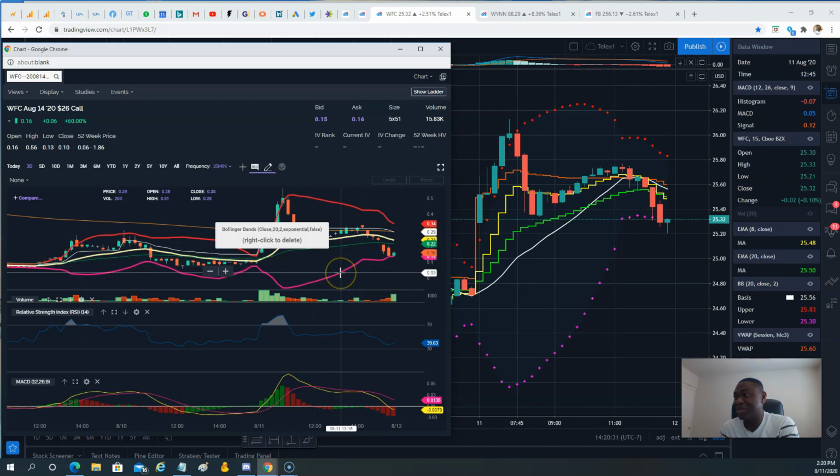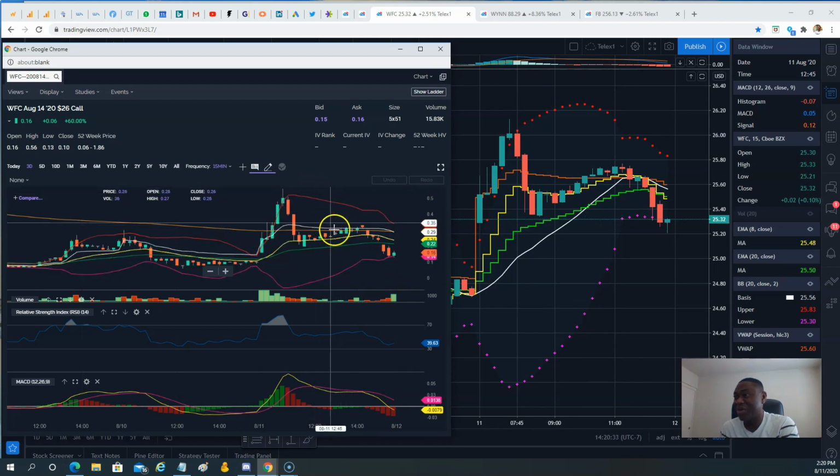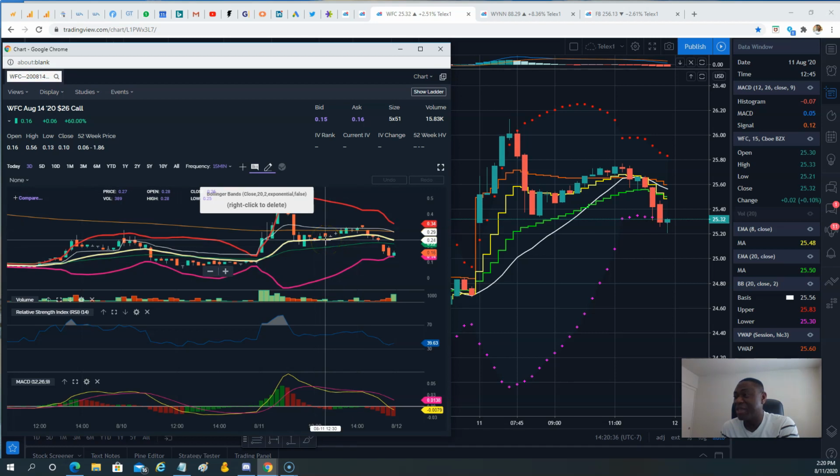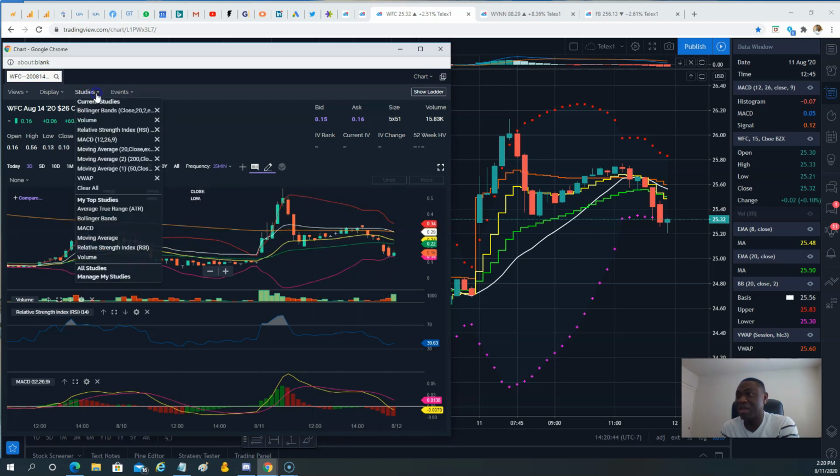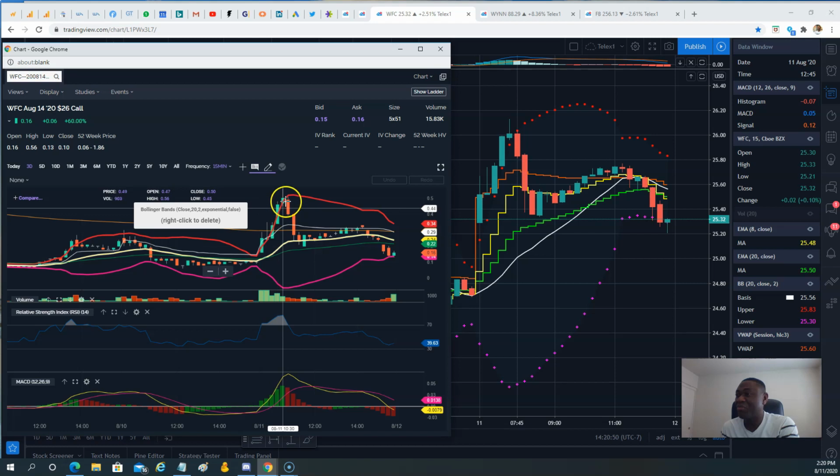So this is my lower Bollinger, this is my upper Bollinger. I have my exponential moving average here, and then I have my VWAP. My VWAP is the white line, believe it or not. And how do I know that? I can go to my studies and I have all of these on here.